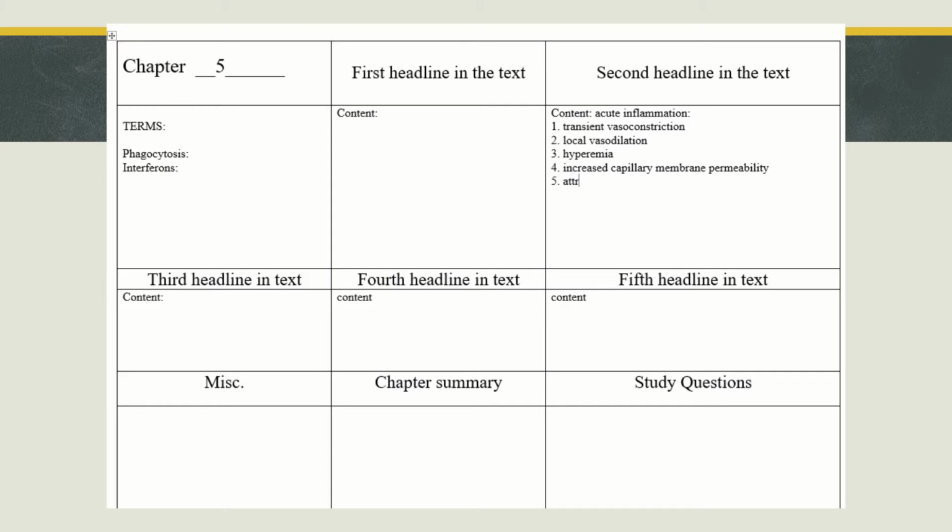It attracts leukocytes. So there are your 5 steps, in 1, 2, 3 order, of acute inflammation. But while you're doing this, if you don't know what vasoconstriction means or hyperemia, look those up and put them to the side. What is a leukocyte and why does it attract it?